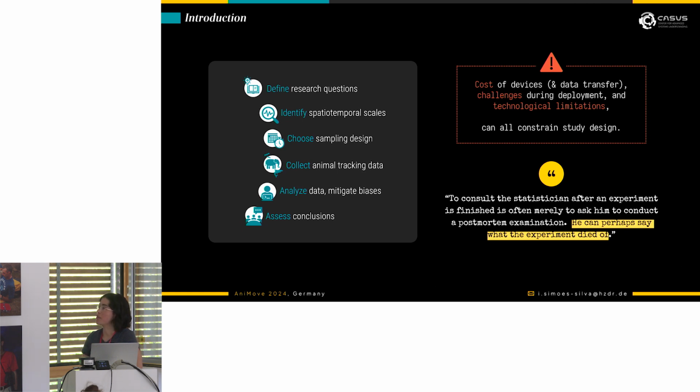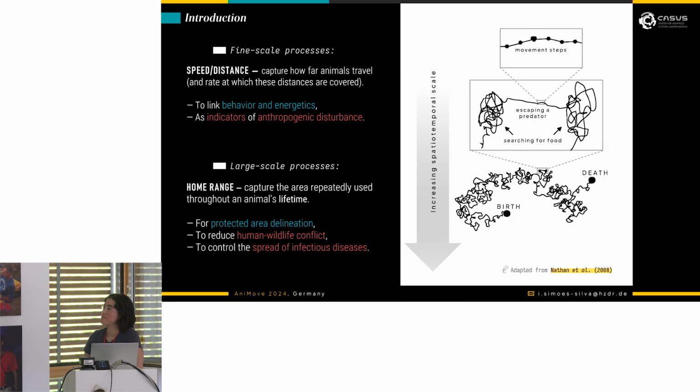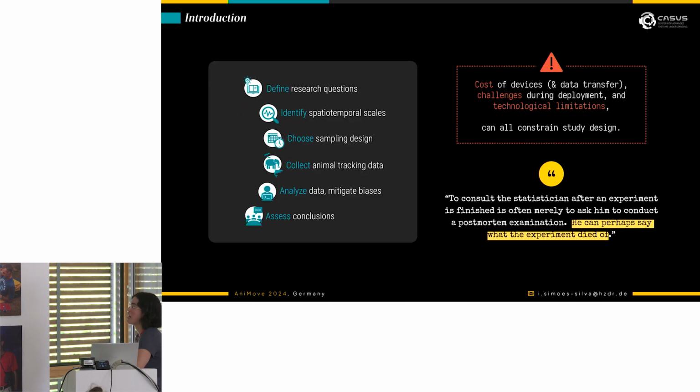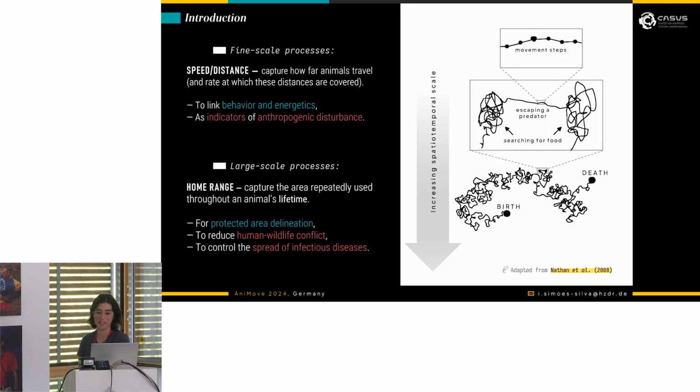And obviously, if you go to a person that is just there to analyze data, I really like this quote, to consult the statistician, it's kind of skipping ahead, I don't know why. To consult the statistician after an experiment is finished is often merely to ask him to conduct a post-mortem examination. He can perhaps say what the experiment died of.